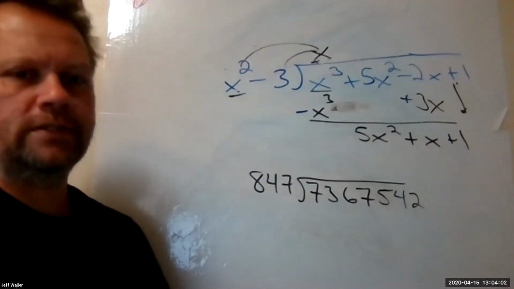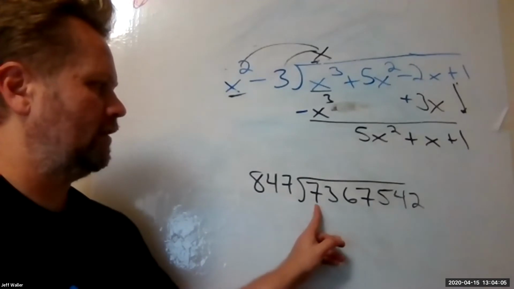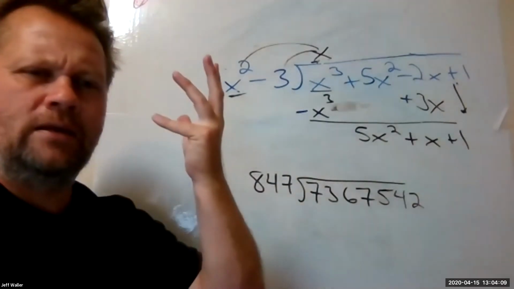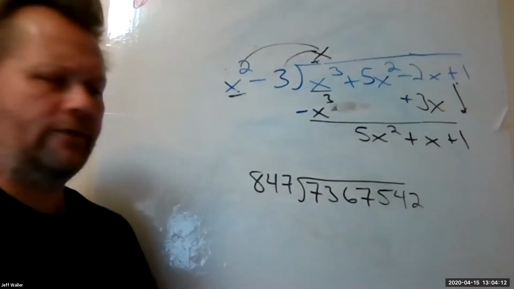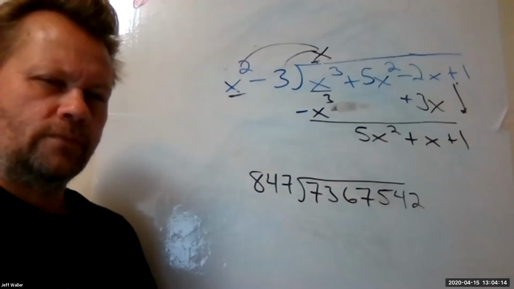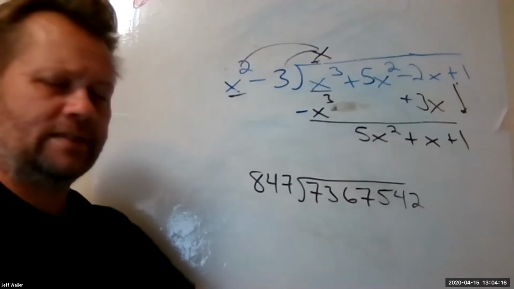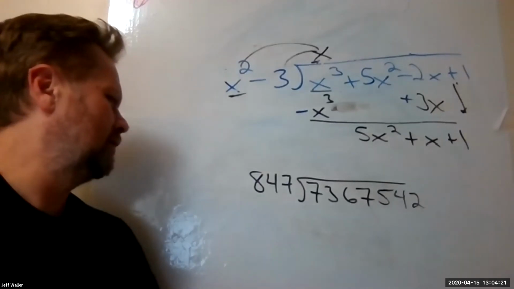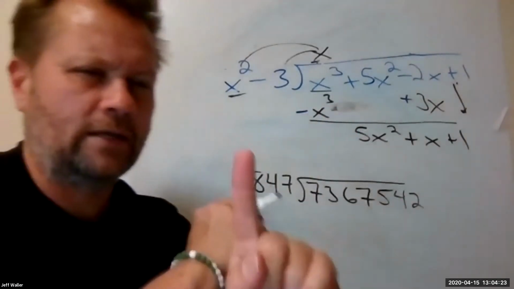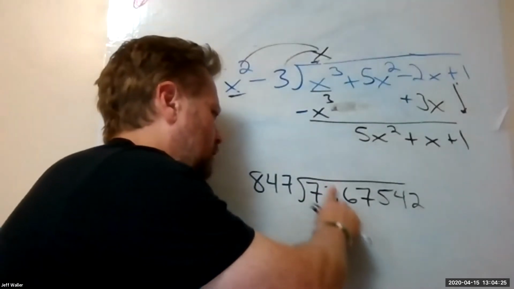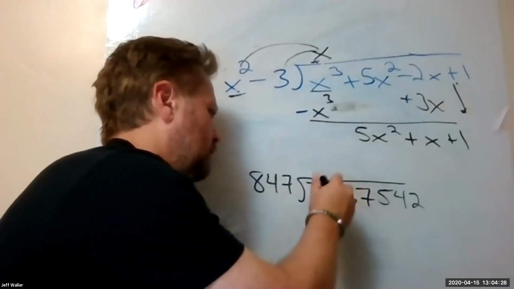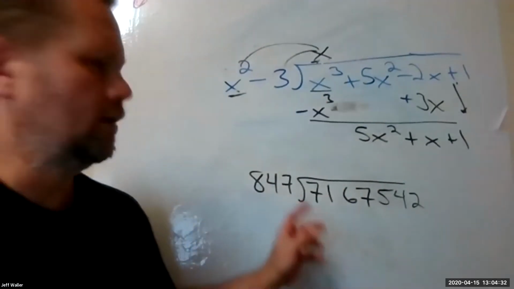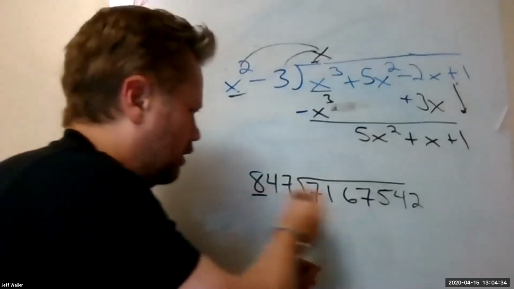So how would I do this? I'm not going to do 847 into 7,003. I don't know that. I'm going to do 8 into 73. How many times does 8 go into 73? Now let me make this, give me a second. I don't want to make this more confusing. Let's do this, just so there's nothing weird that happens. How many times does 8 go into 71?